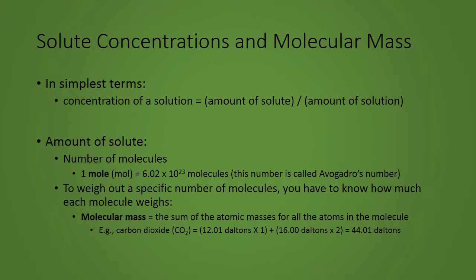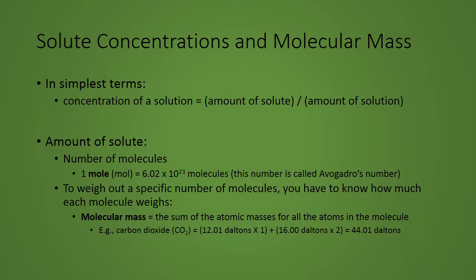Because molecules and atoms and ions are so tiny, we need a very large counting unit to describe enough of them to have substance, to be visible. So a mole of anything is 6.02 times 10 to the 23rd of that thing. We call it Avogadro's number.